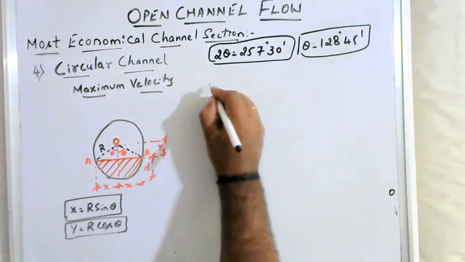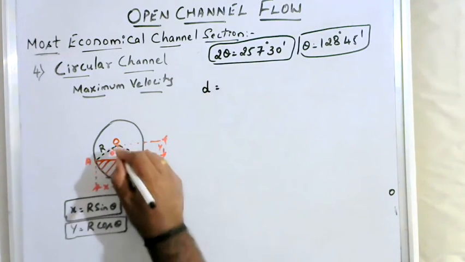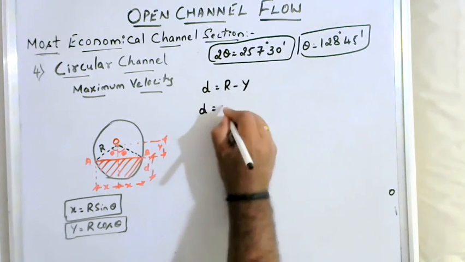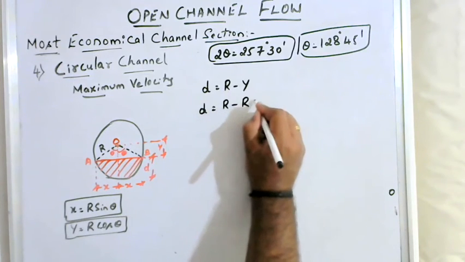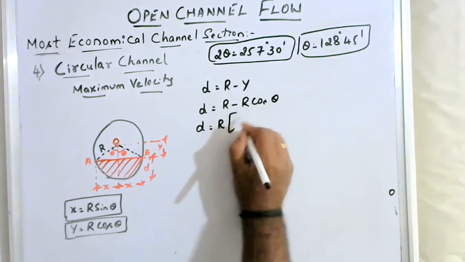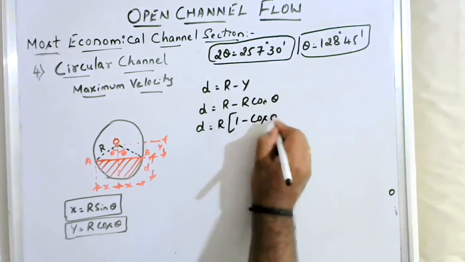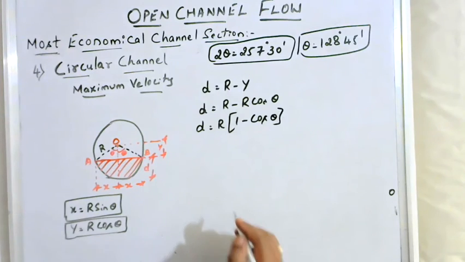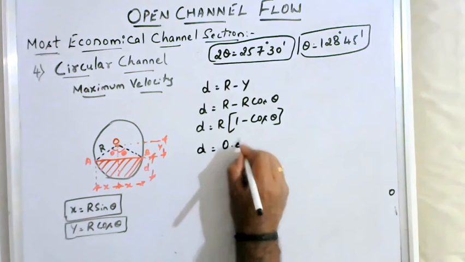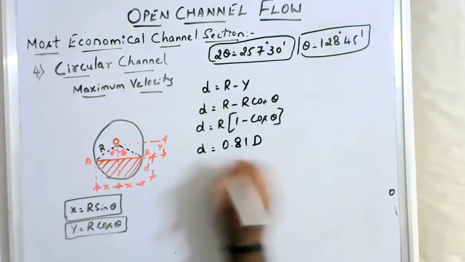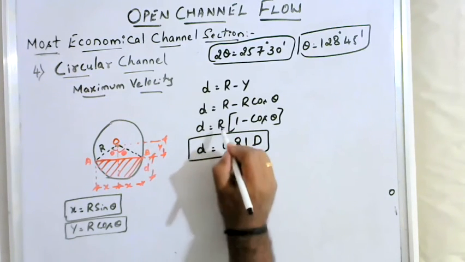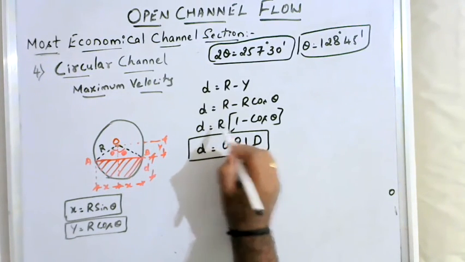So from the figure you can write depth D is equal to the total radius R minus Y, that is D is equal to R minus Y, where Y is R cos theta. Therefore D is equal to R into (1 minus cos theta). You substitute the value of theta and get the depth of flow. Depth of flow works out to be 0.81 times the diameter D. What I did is I replaced the radius R by D by 2 and substituted the value of theta.